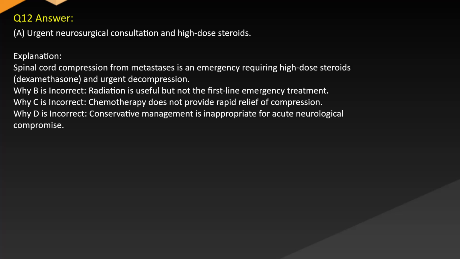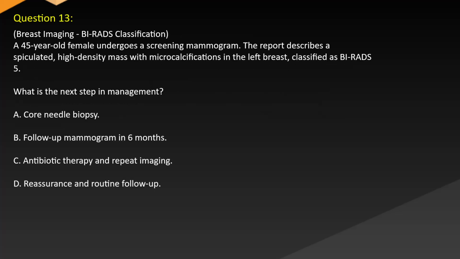Answer: A. Urgent neurosurgical consultation and high-dose steroids. Explanation: Spinal cord compression from metastasis is an emergency requiring high-dose steroids, dexamethasone, and urgent decompression. B is incorrect. Radiation is useful but not the first-line emergency treatment. C is incorrect. Chemotherapy does not provide rapid relief of compression. D is incorrect. Conservative management is inappropriate in acute neurological compromise.